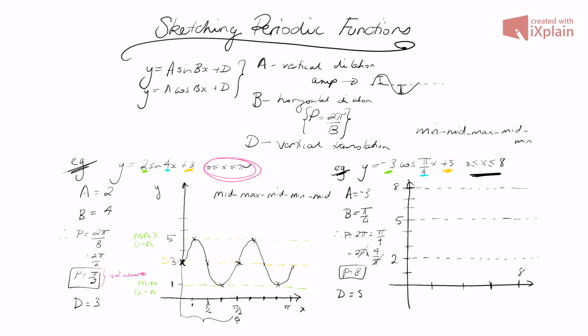So let's mark in our key points. Minimum, middle, maximum, middle, minimum. Then we join, oopsie daisy, join up the curve. That was a bit hard drawing on this tablet. So there we go. That's a bit better. So negative 3 cos pi on 4x plus 5.